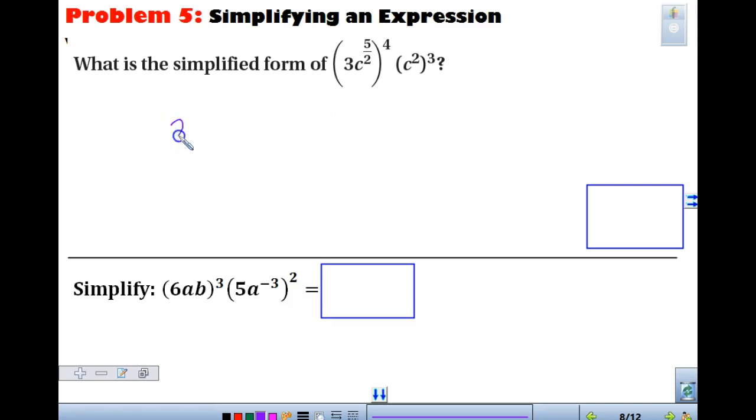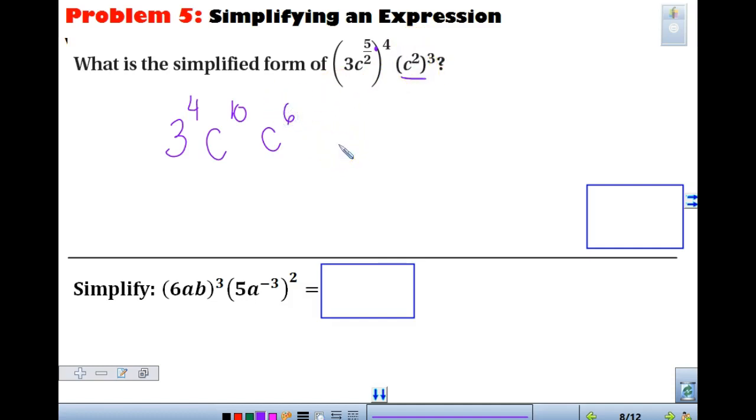We're going to have 3 to what power? 3 to the 4th power. 3 to the 4th. Next, Mallory, I'm going to have c to the... Can you tell me what we're doing with our exponents? Because we're going to multiply, right? So we have 20 divided by 2. 5 times 4, 20 divided by 2, c to the 10. Thank you. If we keep going, Emmy, c to the 6th.